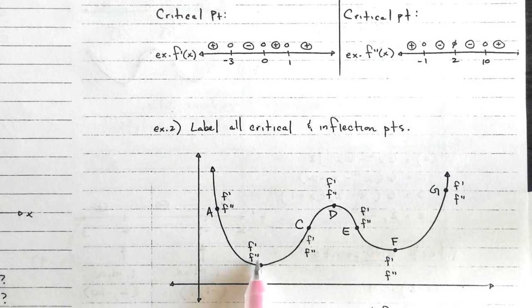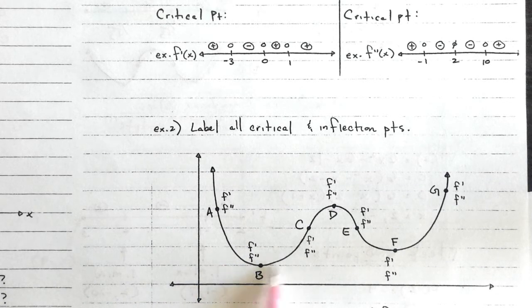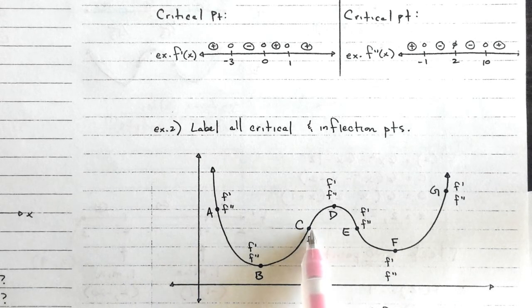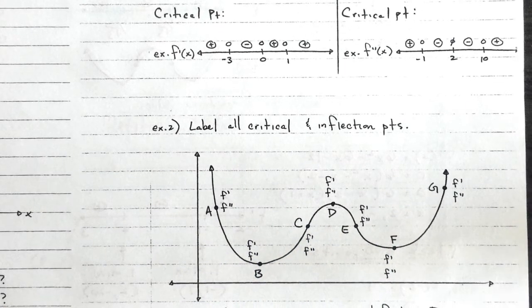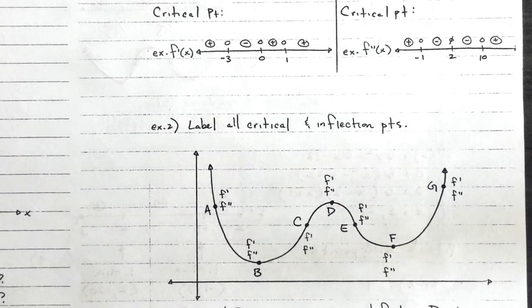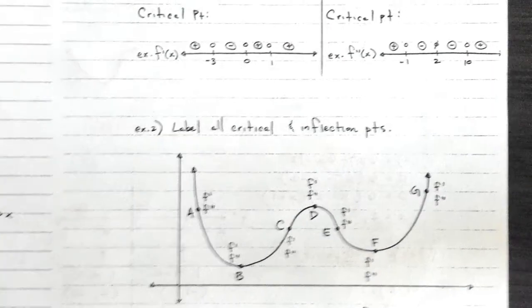What is your concavity at B? Well, obviously it's a bowl going up, so it's concave up, okay? Can you do the same for point C and D and E and F and G? You do it in pencil, don't just copy me, guys. Don't copy me. Okay, I'm going to show you the answers.